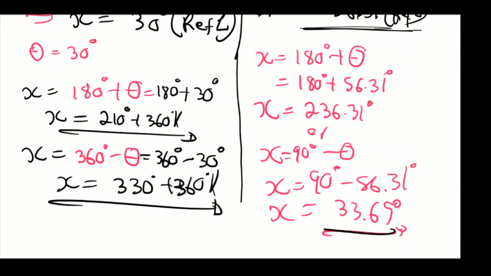It's going to be this one here, and so you're going to say plus 180 degrees k, because tan has a period of 180, so you're going to use 180 degrees k. So these are your solutions of x.